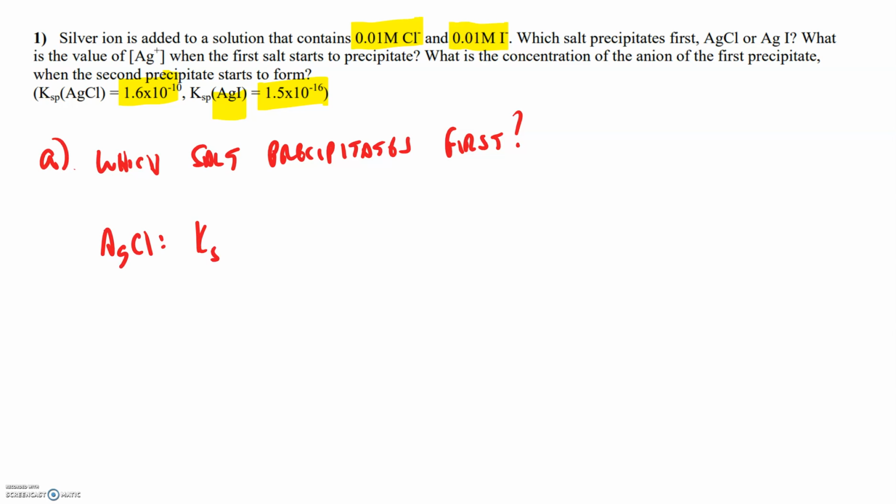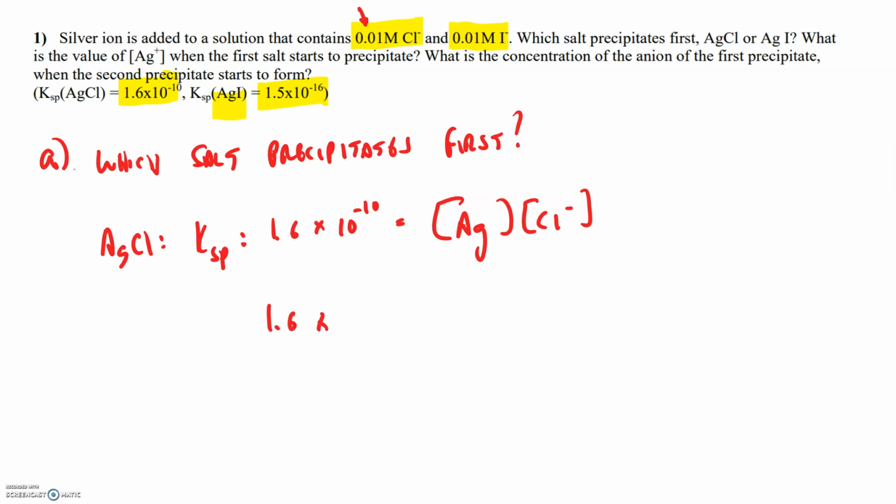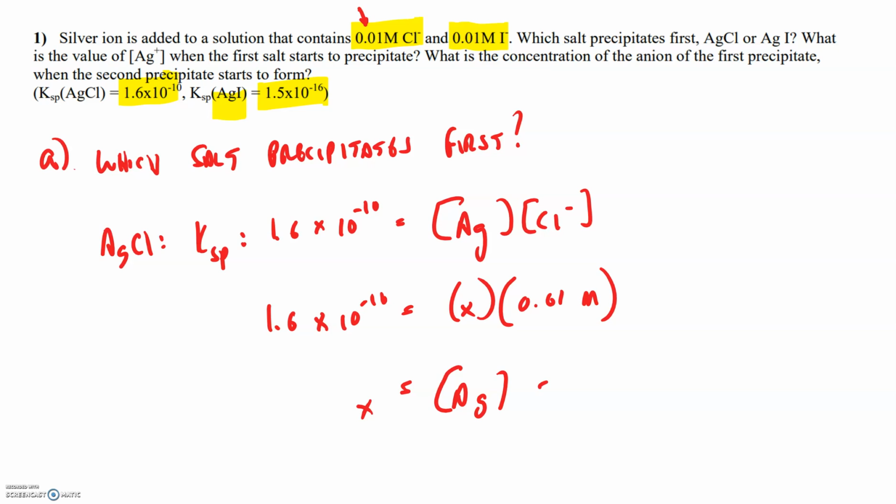We know it's got a KSP of 1.6 times 10 to the negative 10th. This is going to be equal to the concentration of silver and the concentration of chloride, and there's no coefficients or anything like that. Well, we're already starting with 0.1 molar, so we're just going to say 1.6 times 10 to the minus 10th equals X, that's our concentration of silver, and our chloride is 0.1 molar. I don't know if you need a calculator for that one, but it's the same as multiplying by 100. So X, our concentration of silver to get the silver chloride to precipitate, is 1.6 times 10 to the negative 8 molar.